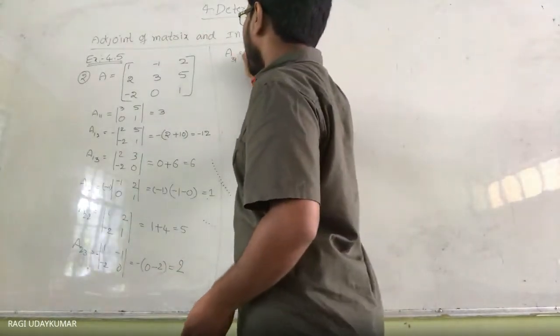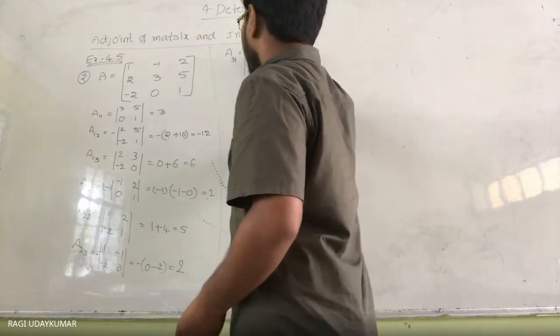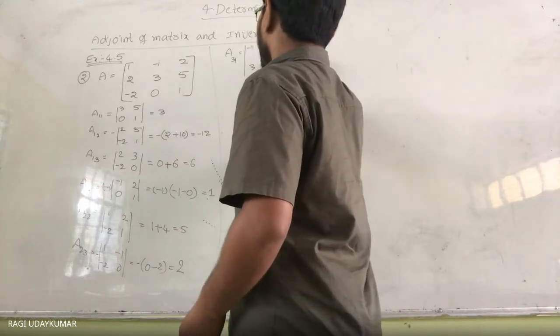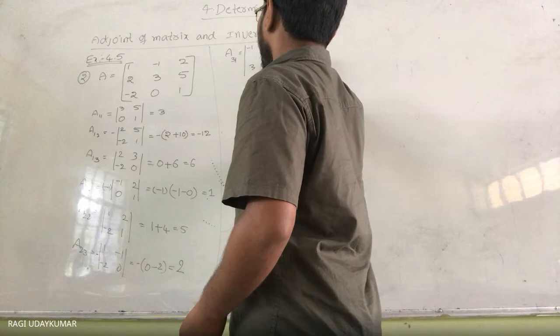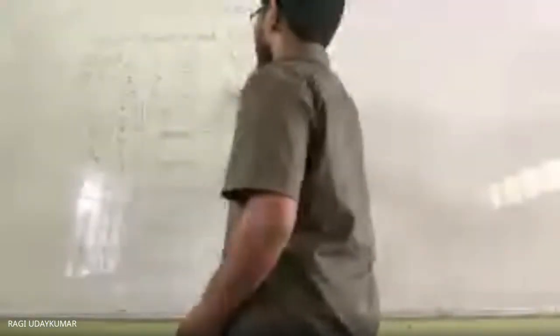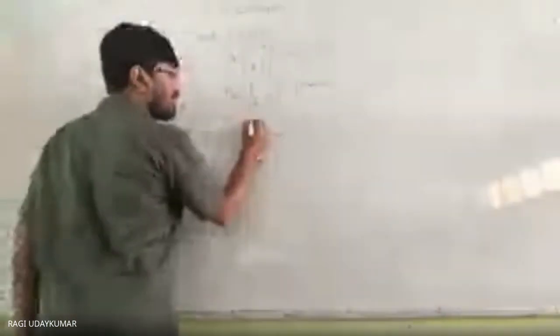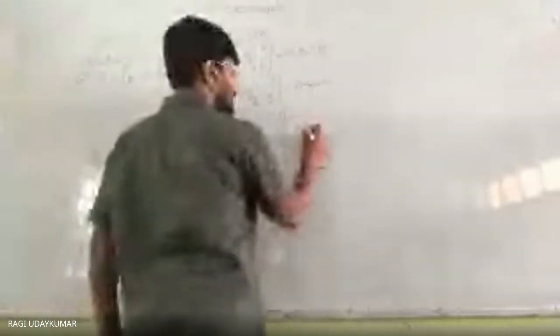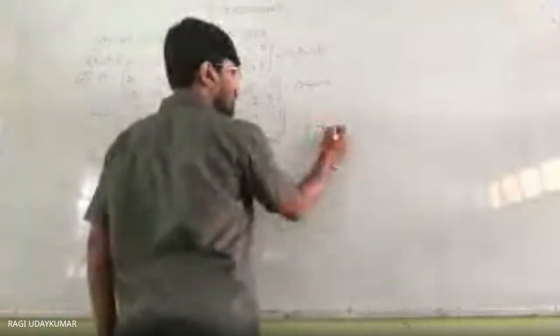A31: plus will come. Third row, first column, so -1, 2, -5, -2, which equals -10 plus... as computed, minus 10. A32: minus will come. Third row, second column is deleted: 1, 2, 2, 5, which equals minus of in the brackets 5 minus 4, which equals 1. Next A33: plus will come. Third row, third column is deleted: 1, -1, 2, 3. So what do we get here? 3 minus of minus 2, which is plus 2, which equals 5.